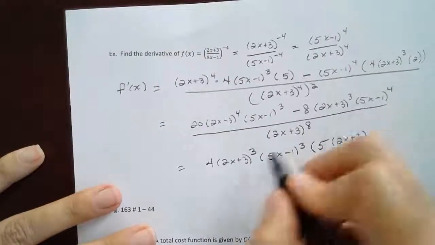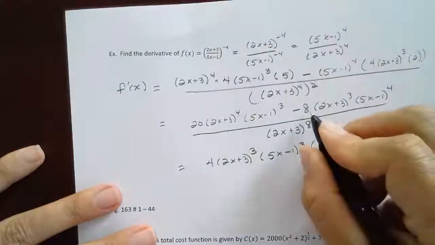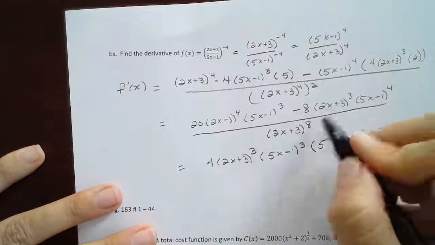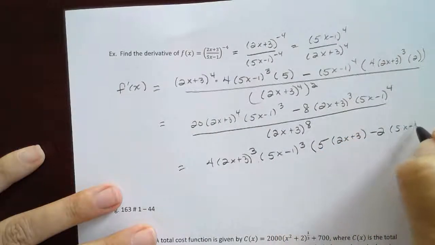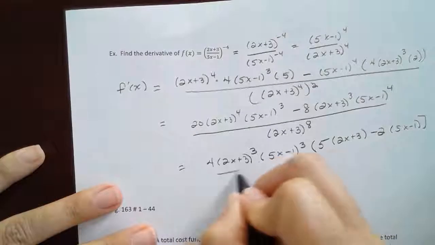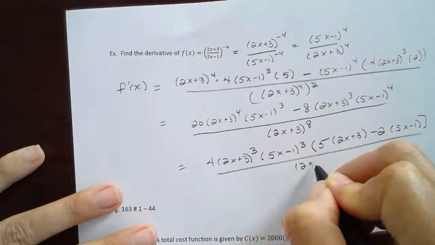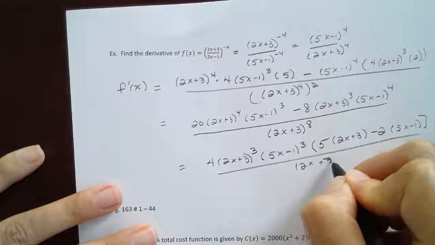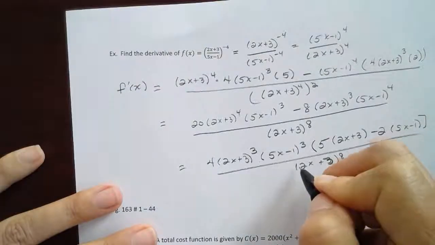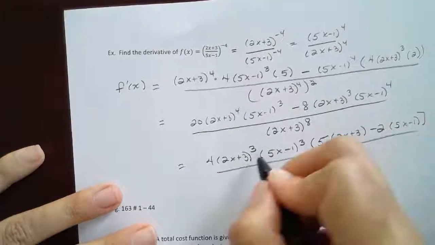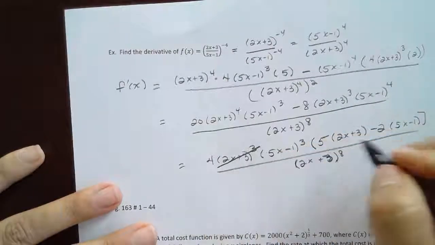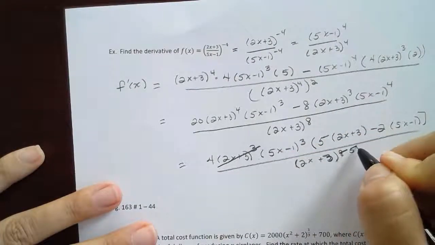Moving on to the second one, I need times negative 2 to give me the negative 8. I have all my 2x plus 3's. I need one more 5x minus 1. All over 2x plus 3 to the 8th power. Now, I'm going to simplify, and I'm going to do some reducing. So 3 of these can cancel with 3 of these, leaving me with 5.